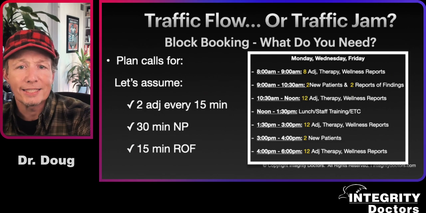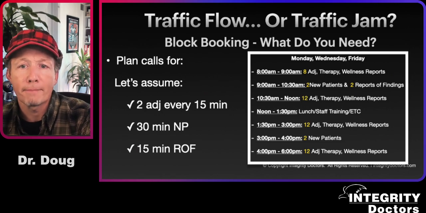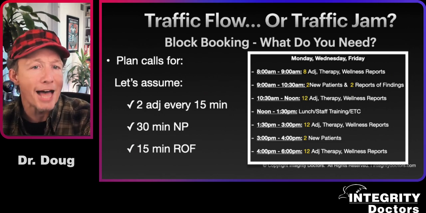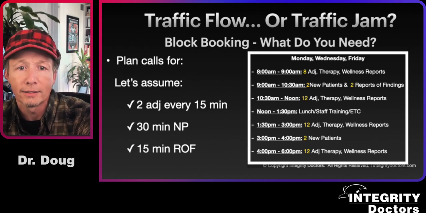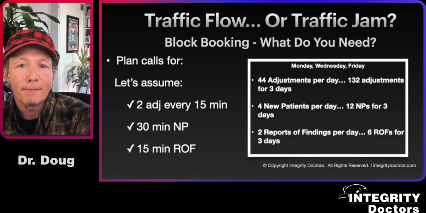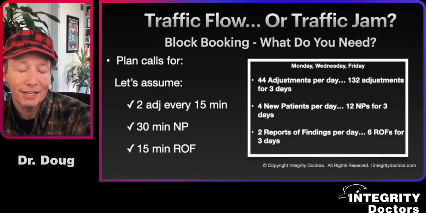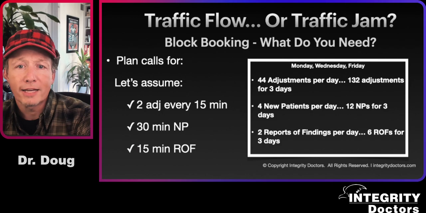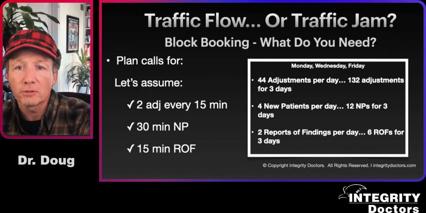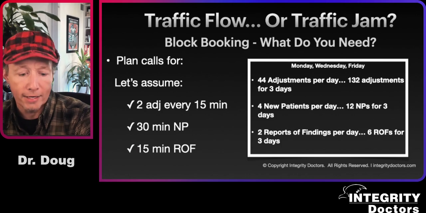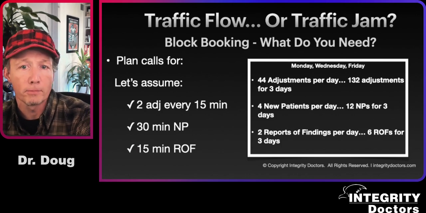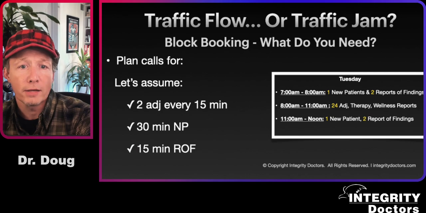I know you can't see all of this very well on your screen, but I plugged the numbers into that block that I created for you a little while ago on Monday, Wednesday, and Friday. All right. And then I did the calculations on it. On Monday, Wednesday, and Friday, it comes out to 44 adjustments a day, 132 adjustments over 3 days. It comes out to 12 new patients over 3 days. It comes out to 6 report of findings over 3 days. You say, wait a minute, that's not enough report of findings. Yeah, but then there's Tuesday and Thursday.